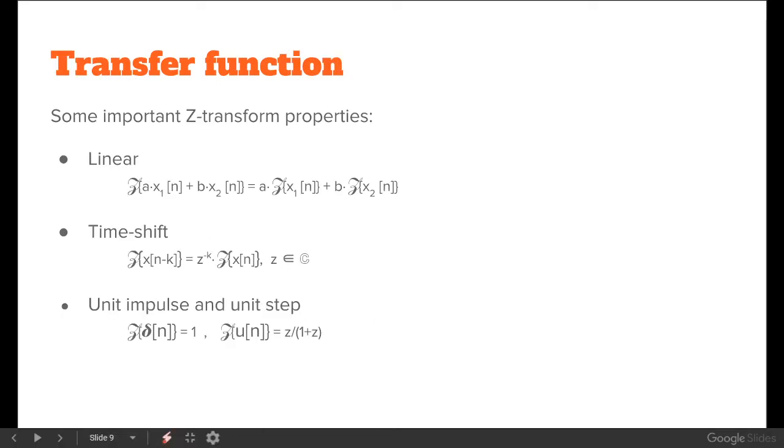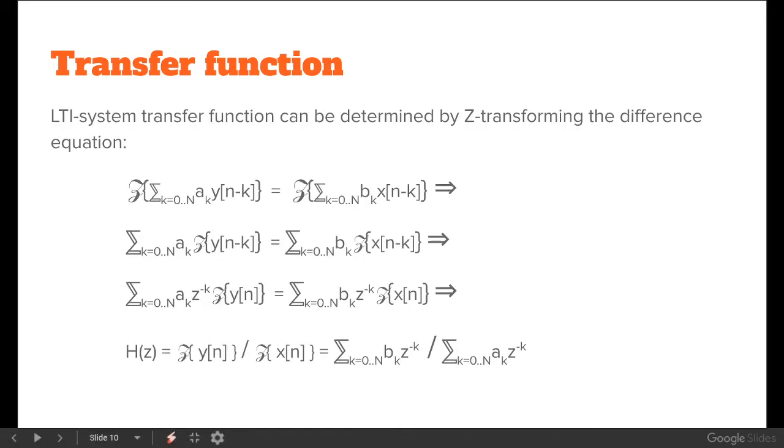Okay, some properties. Those are the mathematical kind of properties. One is that it's linear. Then another one is the time shift, how it actually relates to that one, and then unit impulse goes to delta function, transforms into 1, and the step function transforms into Z divided by 1 plus C. Nothing much to see here.